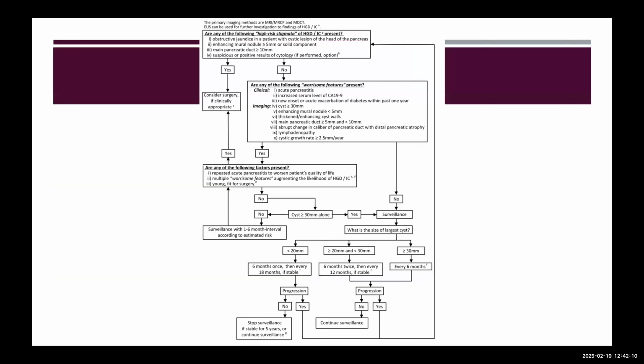Now, these guidelines for IPMN surveillance, they've been recently discussed and sort of revised in 2024 in Kyoto. The last iteration before this was in 2017, so this is a pretty big update after consolidation of all the evidence. If you can just go from the top of the slide to the bottom, you can see that any individuals with a high-risk stigmata, obstructive jaundice, enhancing mural nodularity, main pancreatic ductal dilatation, refer them straight for surgical assessment with HPB.